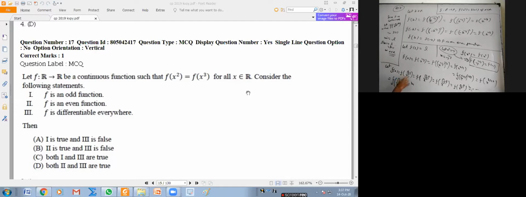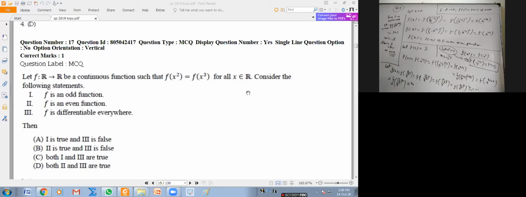So you can see here 2 by 3, here 2 by 3 whole square, 2 by 3 whole cube, 2 by 3 whole power 4. Finally, when you take a very large number, it will tend to 0, and it will be tending to 1. It will become f of 1. So whichever x you start with, finally you will end with f of 1 only. That's what I'm saying. F of x is always there.